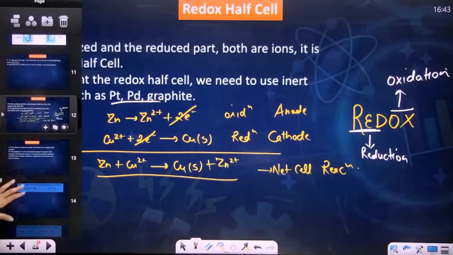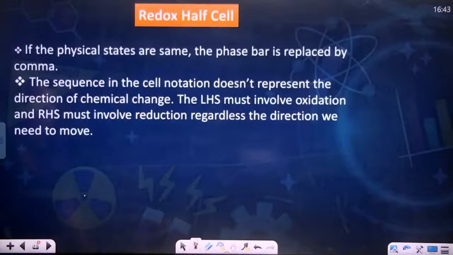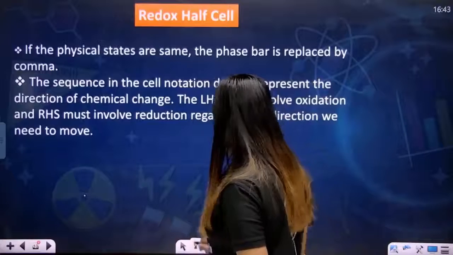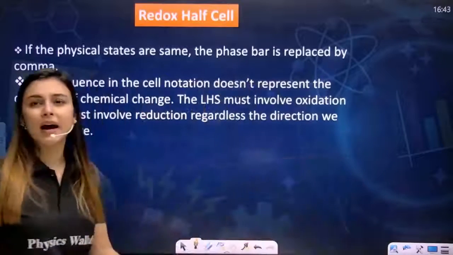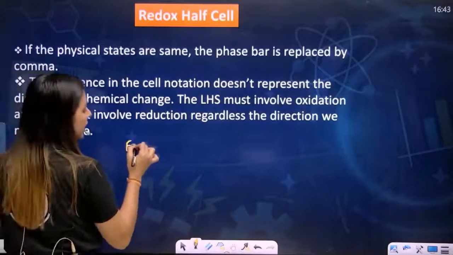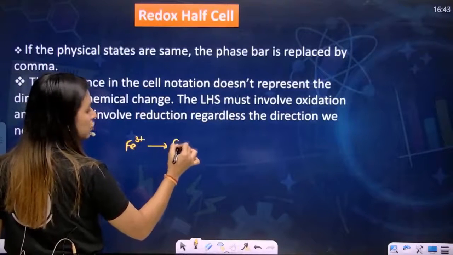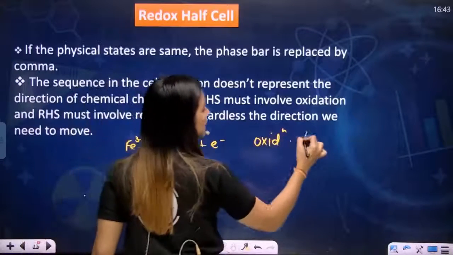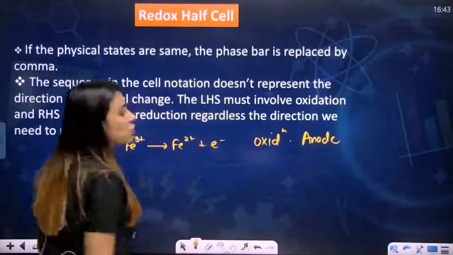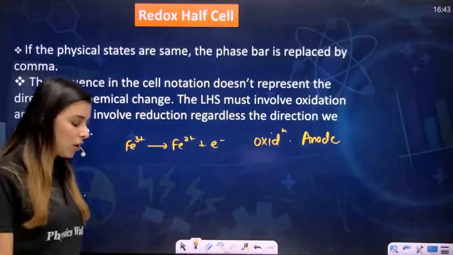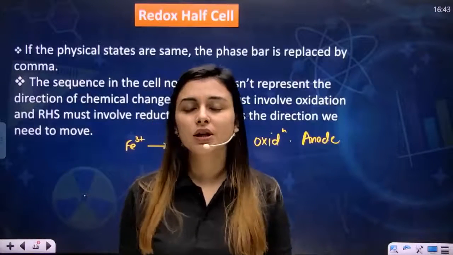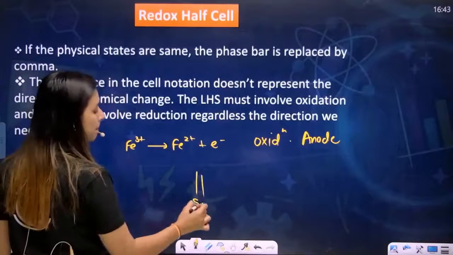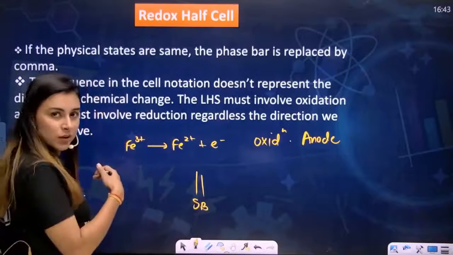Let's move forward. If the physical states are same, the phase bar is replaced by a comma. Imagine you had a reaction where Fe3 plus was getting oxidized to Fe2 plus plus an electron. This is the oxidation taking place, and let me say this is your anode. This is the reaction taking place on the anode. How will you represent this half cell in the cell representation? You will say, ma'am, salt bridge, and to the left will be the anodic representation.